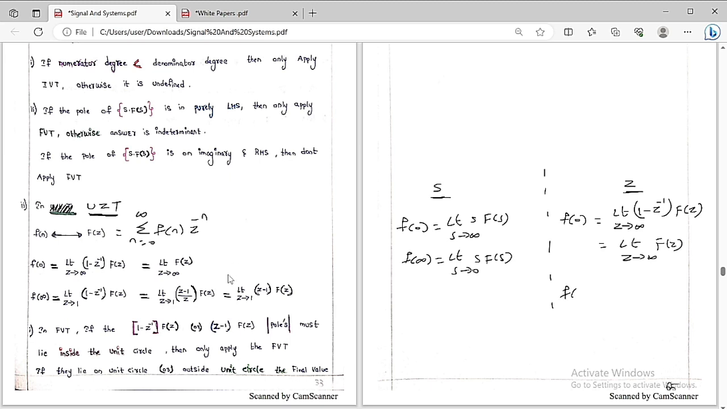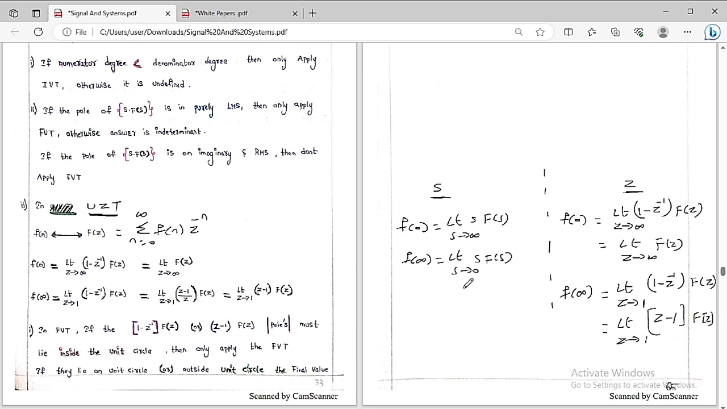Similarly, f of infinity is equal to limit z tends to 1 of 1 minus z to the power of minus 1 into F of z. This part you always have to keep in mind. If you simplify, 1 minus 1 by z is z minus 1 by z. Substituting z equal to 1 in the denominator, you get limit z tends to 1 of z minus 1 into F of z. You can write it like this also. These are different ways of writing, and this you have to remember.